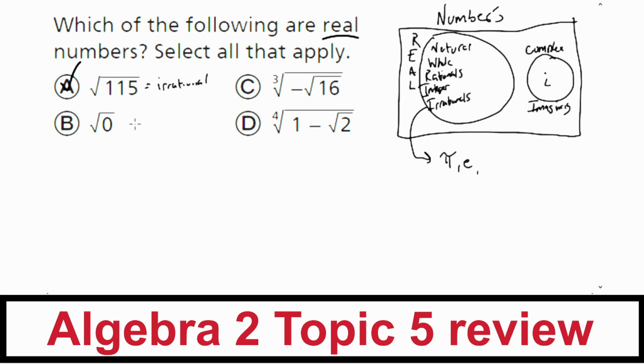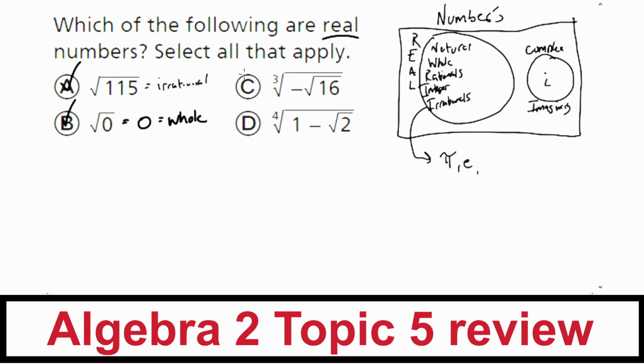Square root of 0 is 0, and 0 is introduced in the whole numbers. It also belongs in the integers. So we are good to say this belongs in the set of real numbers. Next, we have the negative cube root of 16.